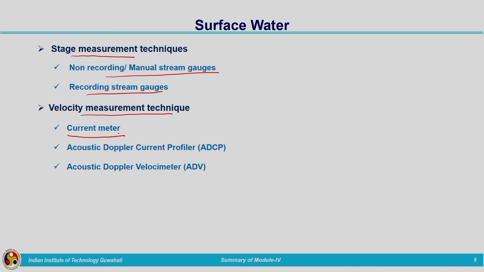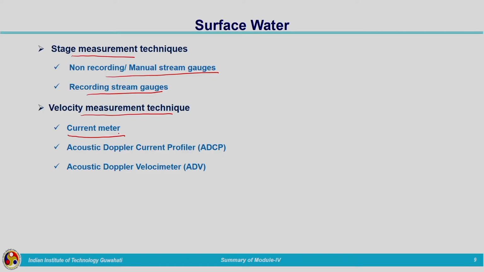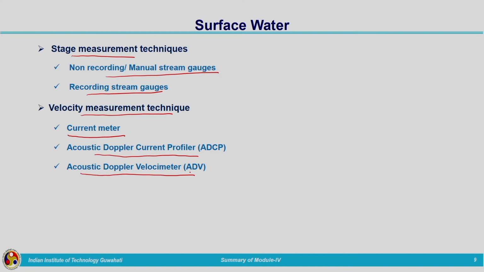So, conventionally we used to use current meter. Two types of current meters we have gone through, and when we talk about advanced velocity measurement techniques, those are acoustic Doppler current profiler and acoustic Doppler velocity meter. Both of these advanced techniques are working on the principle of Doppler effect. Even though we haven't gone through the detailed methodology of these two, basically we have understood what it is. So, these are the three ways of measuring velocity, and once the stage and velocity are measured, we can calculate stream flow by making use of the continuity equation.